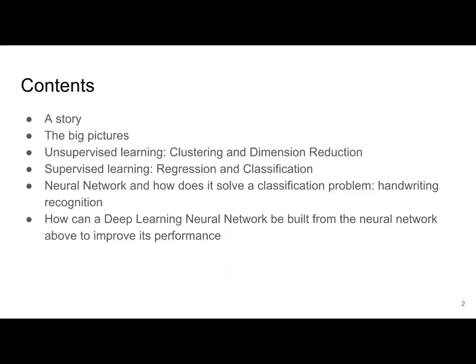The first one is unsupervised learning, which includes clustering and dimension reduction. The second one is supervised learning, which includes regression and classification. Then on top of classification, I will give you a more specific model, which is the neural network. And we'll show you how it can solve a classification problem, handwriting recognition.